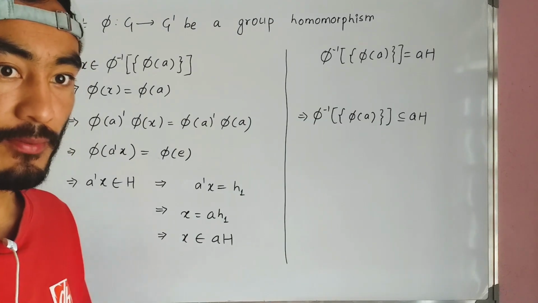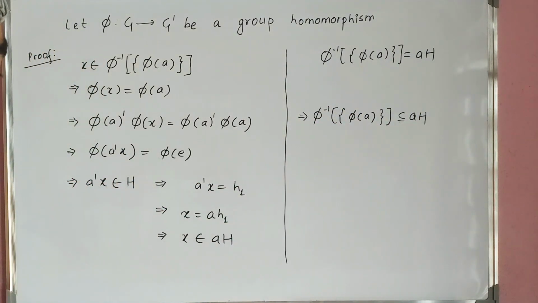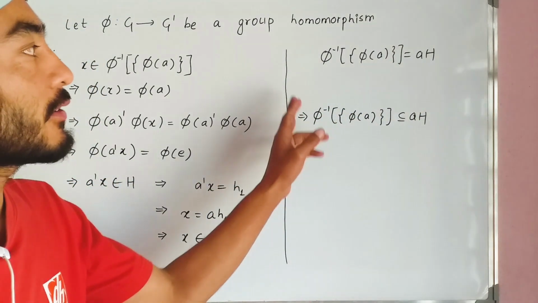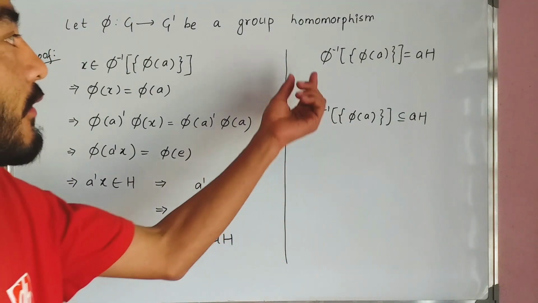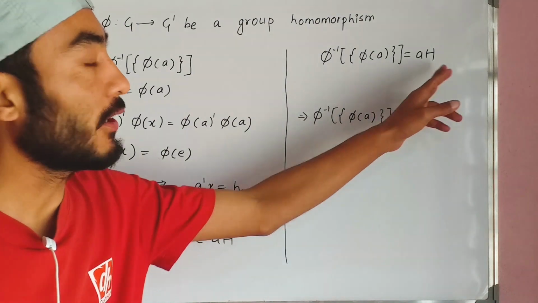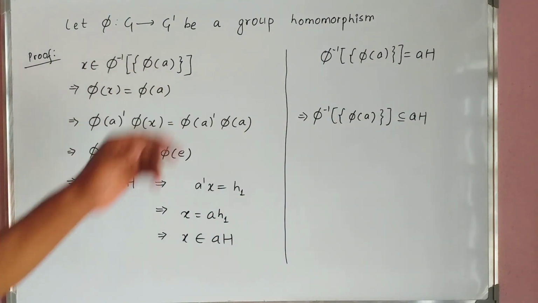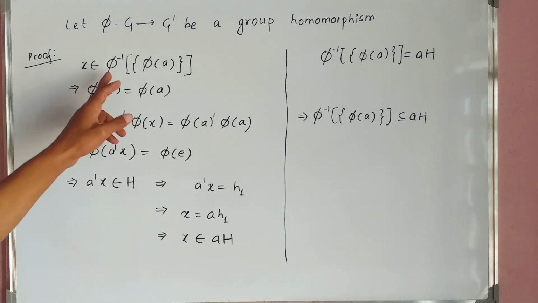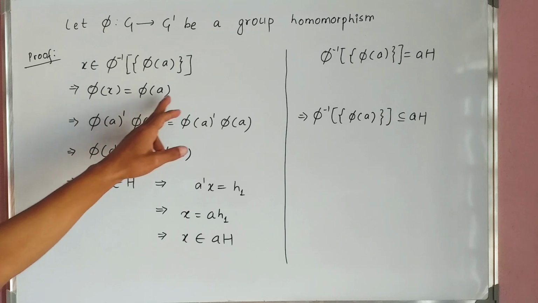Next we proceed to the proof. To prove that these two sets are equal, we follow the usual procedure, that is we show that these two sets are subsets of each other. First we show that φ⁻¹(φ(a)) is a subset of aH. For that we take any element of φ⁻¹(φ(a)), let x belong to φ⁻¹(φ(a)), that implies φ(x) equals φ(a).